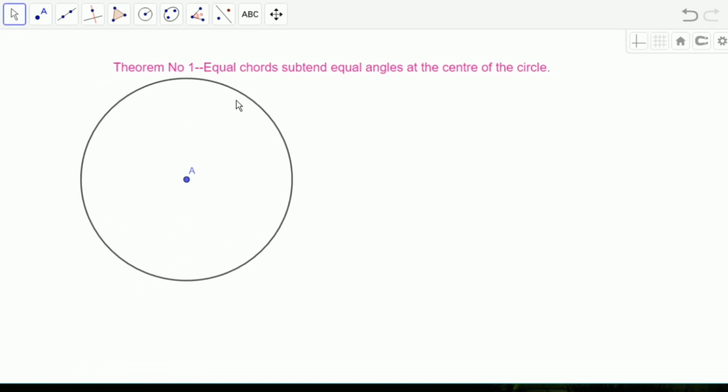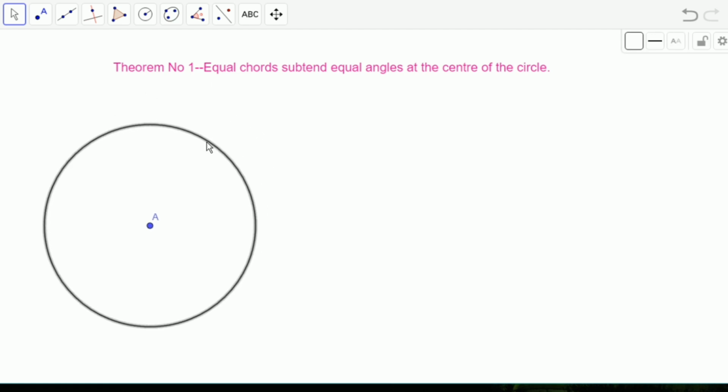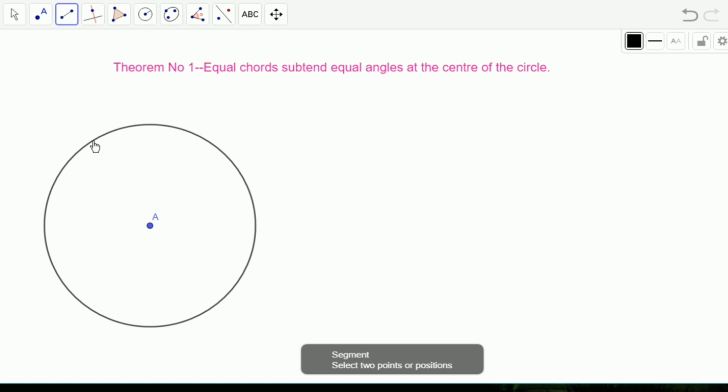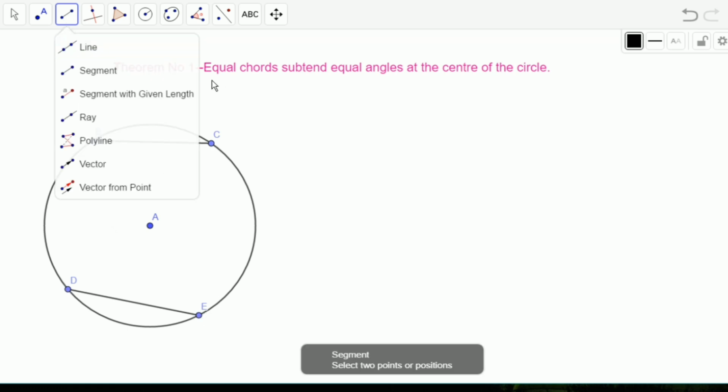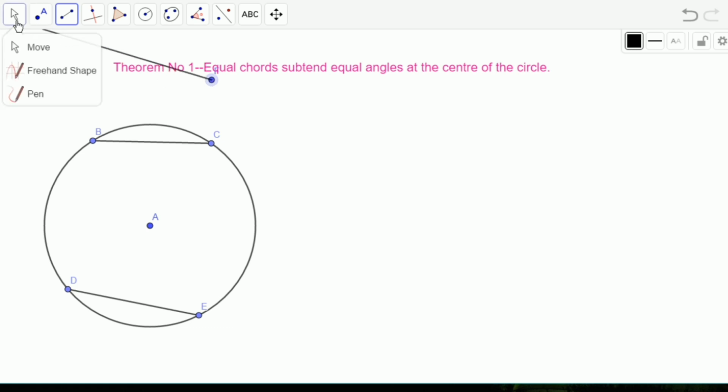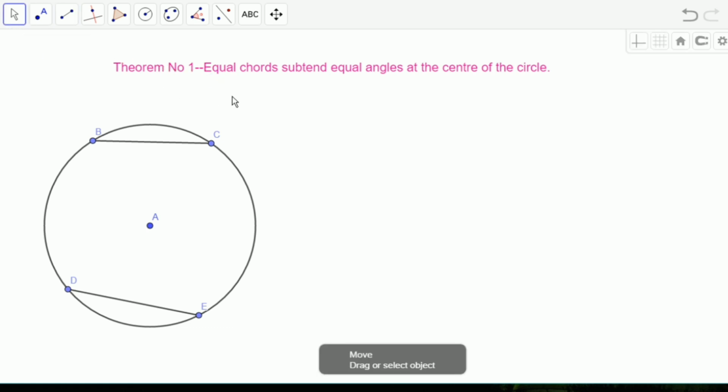Now it's given there are two chords of a circle which are equal. A chord is a segment joining any two points, and that's what we are doing here. We have taken two chords. Now we have to prove that these two chords subtend equal angles at the center.